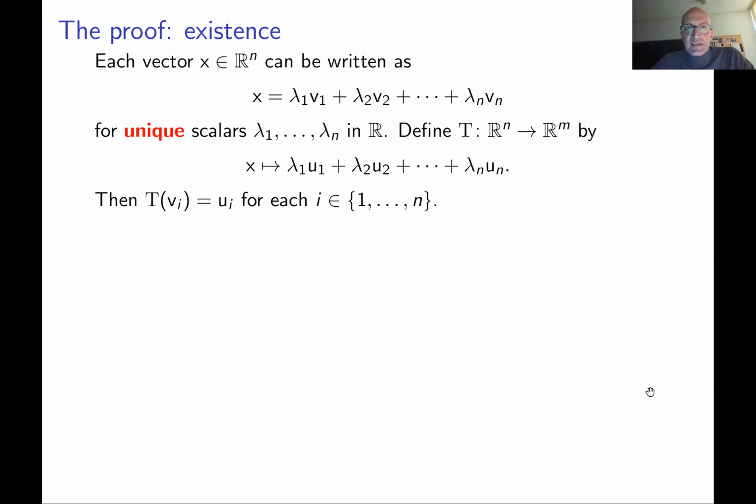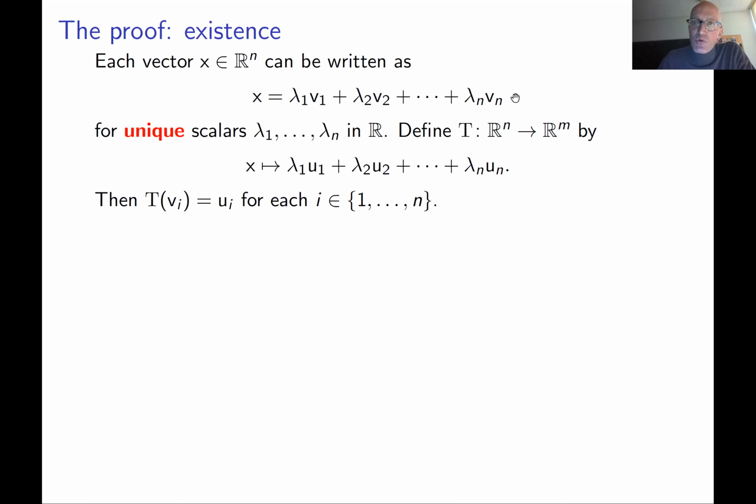Okay, how to prove existence? To prove existence, we need to basically show how to construct this linear transformation T. We take any vector x in Rn, and we have to present the way to construct T of x. We do it in this way. First, we decompose x as a linear combination of our vectors v1, ..., vn. Such a representation of x is unique because v1, ..., vn is a basis.